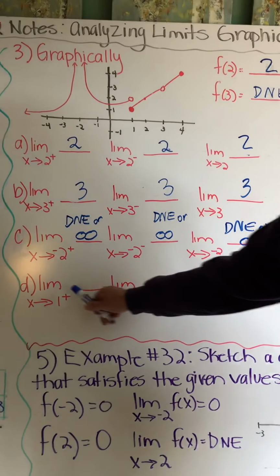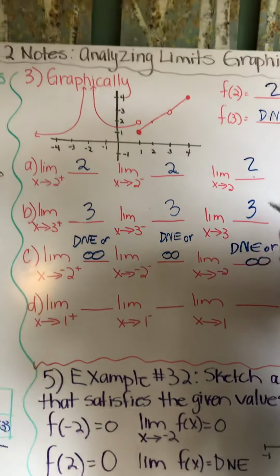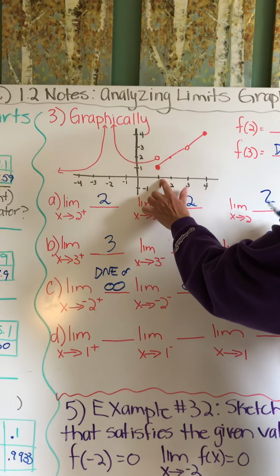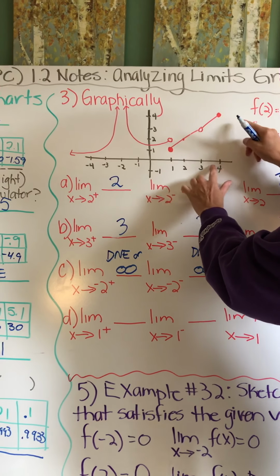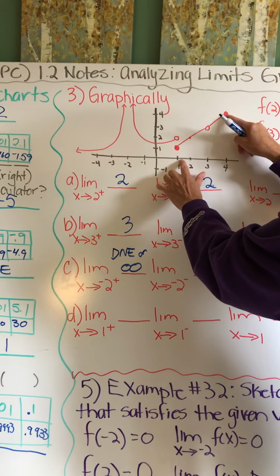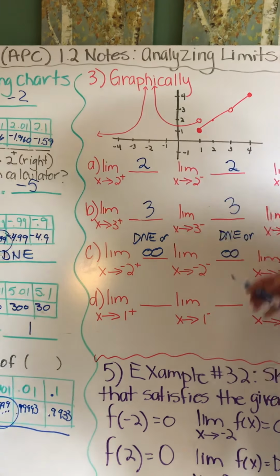Let's take a look at the limit as x approaches 1 from the right. As I approach 1 from the right, notice the function that is happening is this line right here. As I approach 1 from the right, the value of the function is approaching 1.